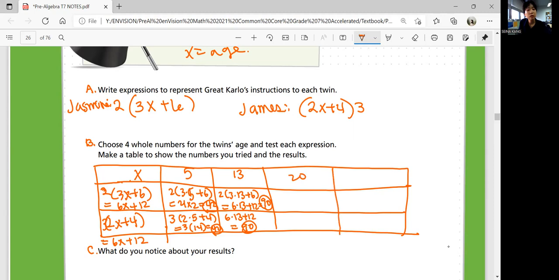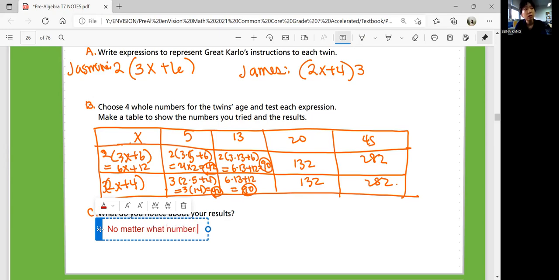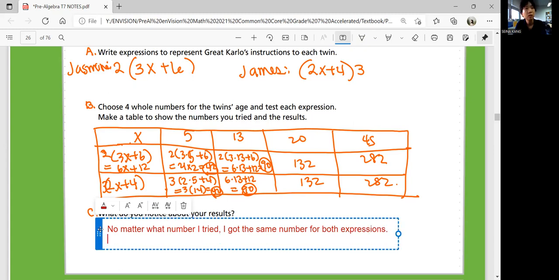And if you test some other ages, if they're 20 years old, they're going to be 132. If they're 45 years old, they're 282 and 282. So if you simplify the expressions, they're actually going to be the same thing, 6x plus 12, right? So they're going to get the same answer. So what do you notice about your results? No matter what number I try, I got the same number for both expressions. Their expressions are equivalent because they both simplify to 6x plus 12.